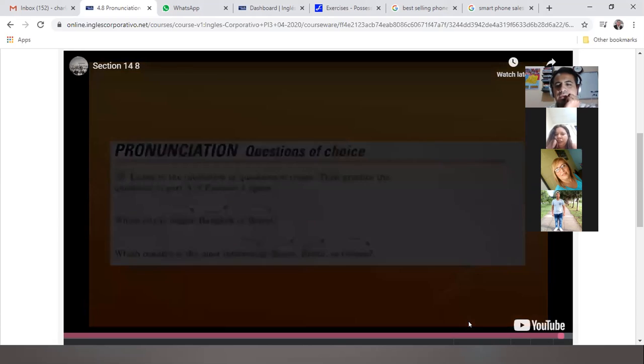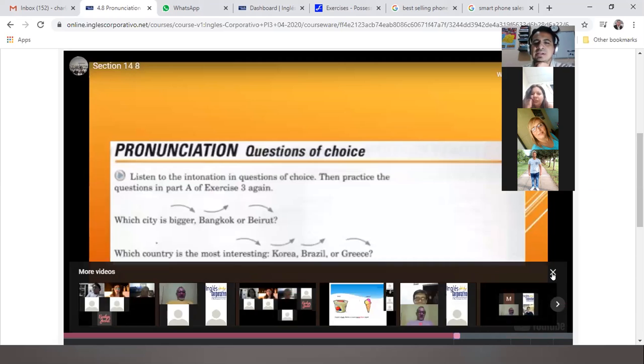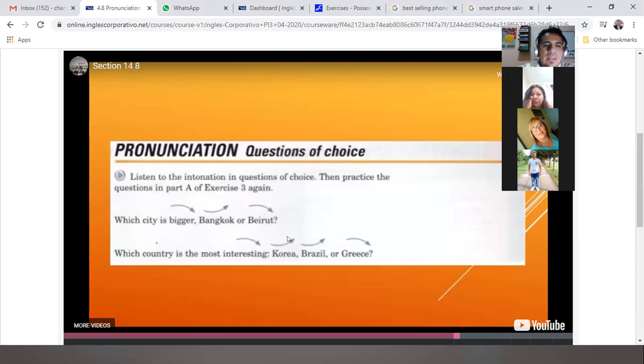Okay. Very good. Did you see the intonation there? Va para arriba, y de la última va para abajo. Number one, here, le está dando dos opciones a la persona. Which city is bigger? Bangkok, Beirut. Which phone is better? iPhone, Galaxy. Which car is better? Kia or Nissan? Do you see? The intonation. Which country is the most interesting? Korea, Brazil, or Greece? Very good.